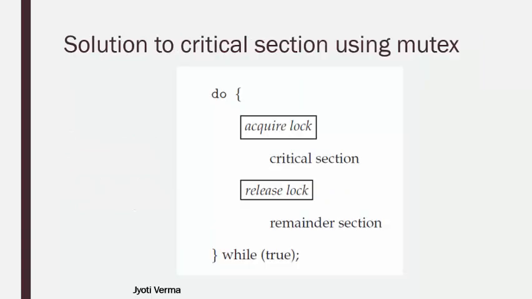Solution to the critical section using mutex: acquire the lock, enter the critical section, and after finishing the task, release the lock and enter the remainder section.